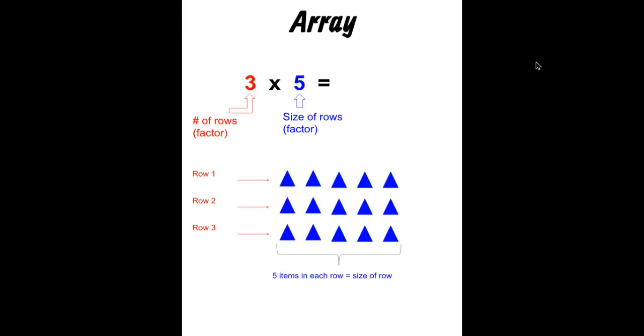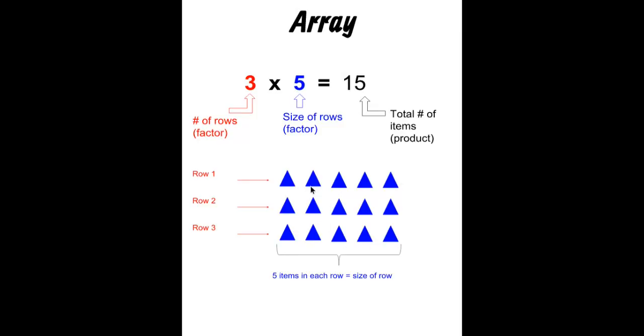Now we can use this to determine the product by either counting each item one by one. 1, 2, 3, 4, 5, 6, 7, 8, 9, 10, 11, 12, 13, 14, 15, to find that our product or total number of items is 15. So the total number of items in our array is 15. That's where we find our product.